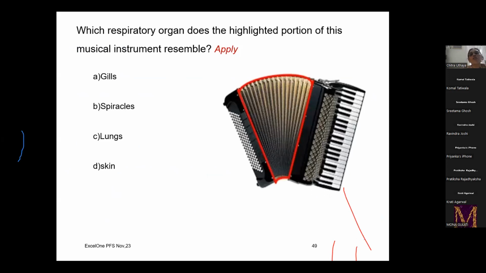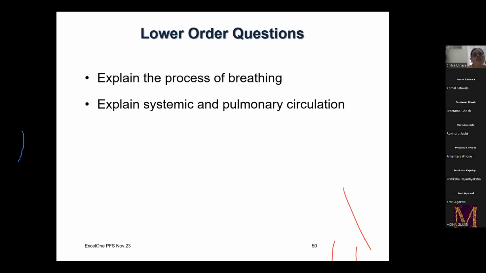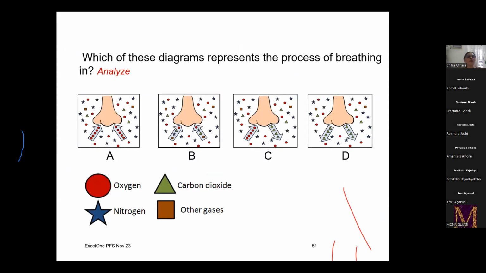Which respiratory organ resembles this musical instrument? So again, you can use pictures. Now, these are two lower order questions. For example, explain the process of breathing, explain the systemic and pulmonary circulation. And you can turn it into a higher order question by using diagrams. And it will also help you understand certain misconceptions that students have.